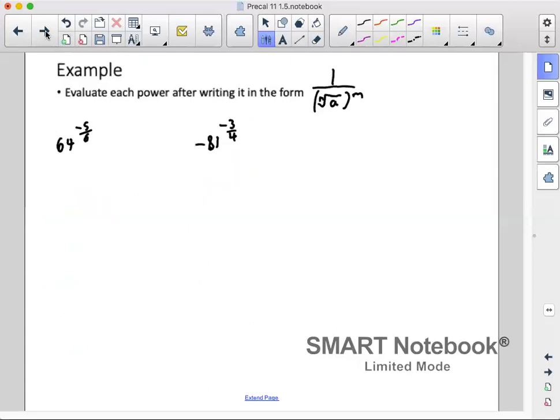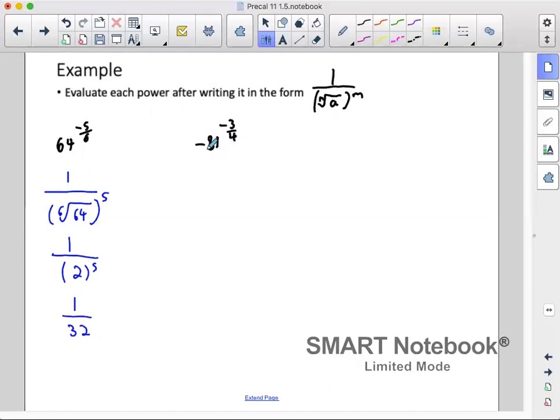Next one, evaluate each power after writing in the form 1 over bracket nth root of a, close bracket, to the power of m. So we'll write in this form. So we have 1 over bracket. We've got a 6 here, so it's a 6th root of 64 to the power of 5. So that gives us 1 over 6th root of 64 is 2 to the power of 5. 2 to the power of 5 is 32.